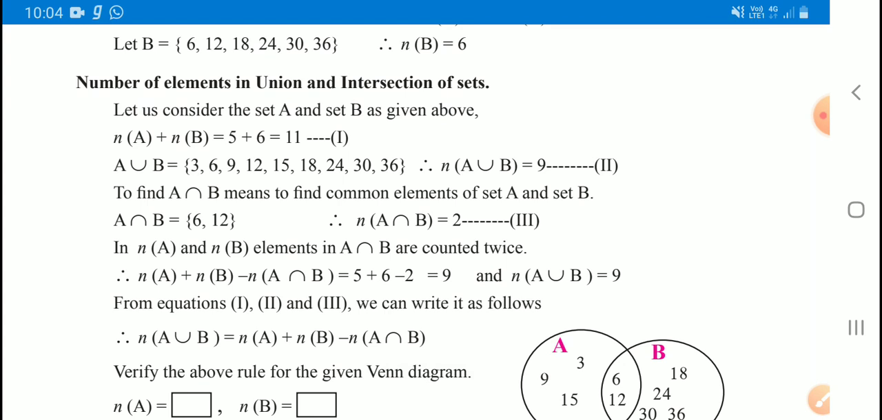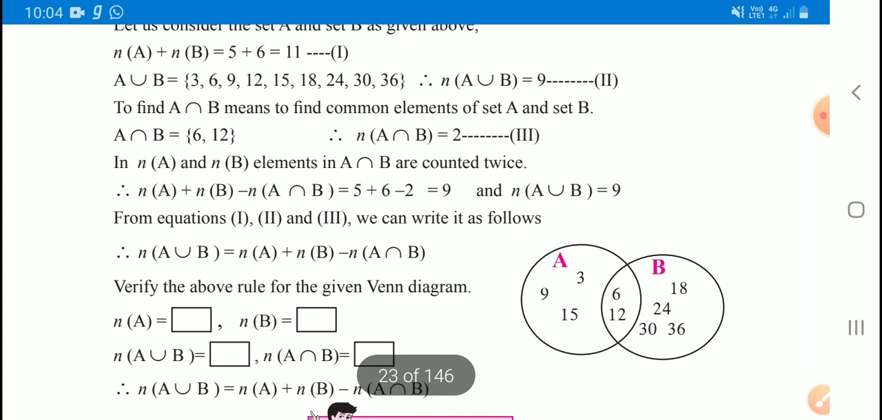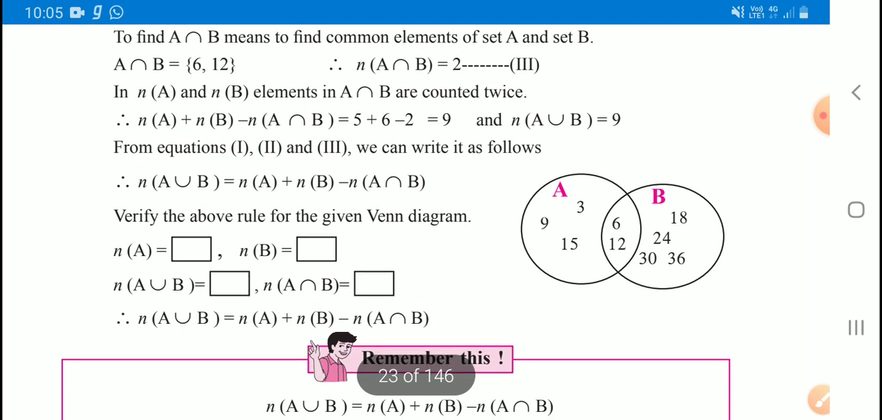If we take the union of these two sets, we get the elements 3, 6, 9, 12, 15, 18, 24, 30 and 36. If we count these elements, it will be 9. So the number of elements in A union B is equal to 9. To find A intersection B means to find the common elements of set A and set B. There are only 2 elements common between these two sets. These are 6 and 12. Therefore, the number of elements in A intersection B is equal to 2.